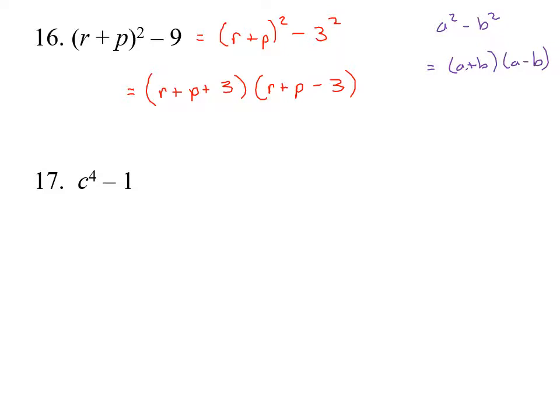Or on number 17, c to the fourth, this goes back to your exponent rules a little bit. This is c squared squared, because if you raise a power to a power, you multiply it. So I can go backwards and write c to the fourth as c squared squared, minus 1 squared. 1 squared is just 1. And so I drop the squares off and write 1 with a plus and 1 with a minus.